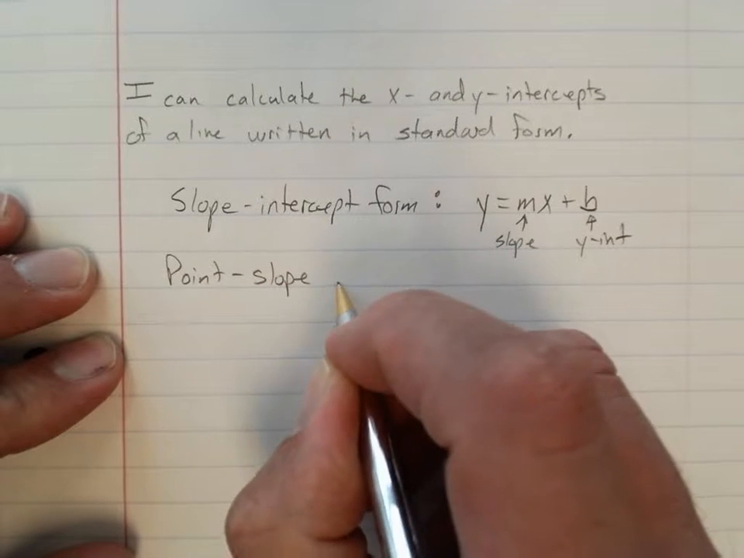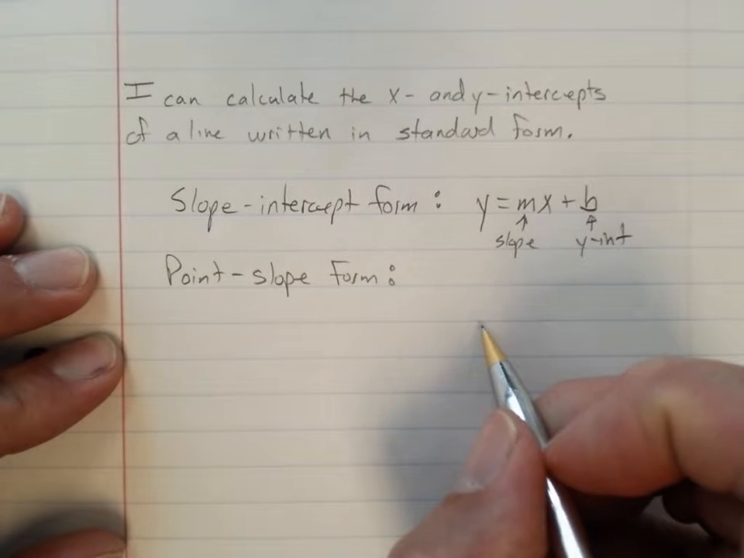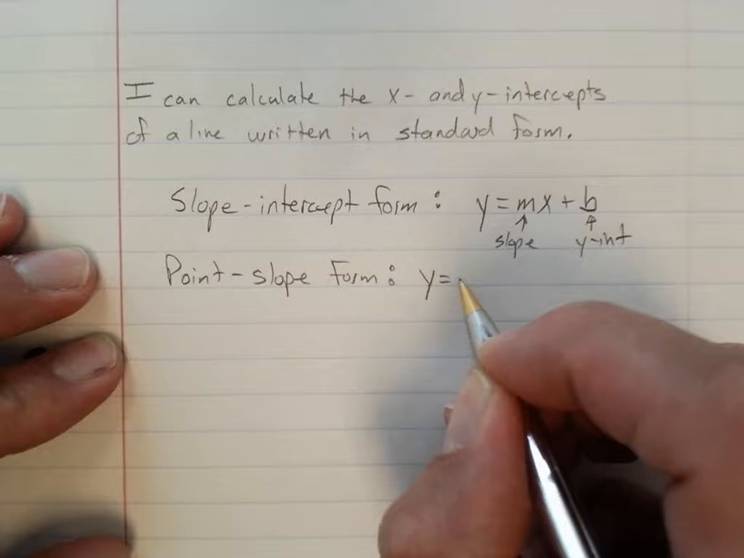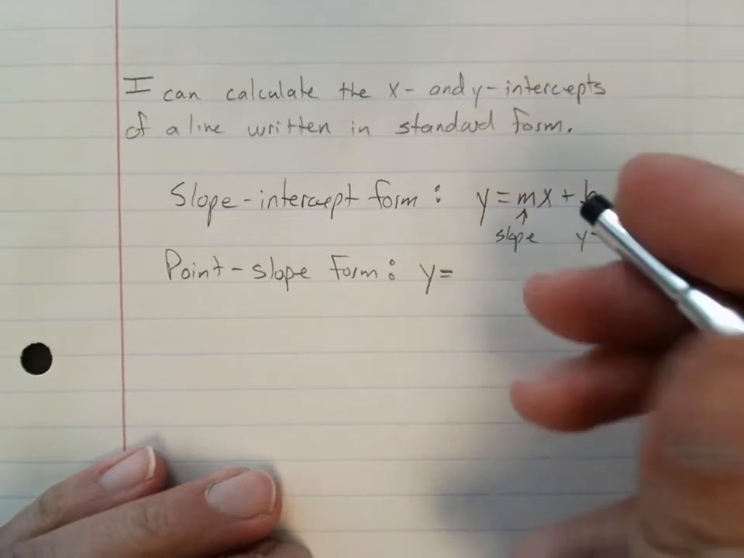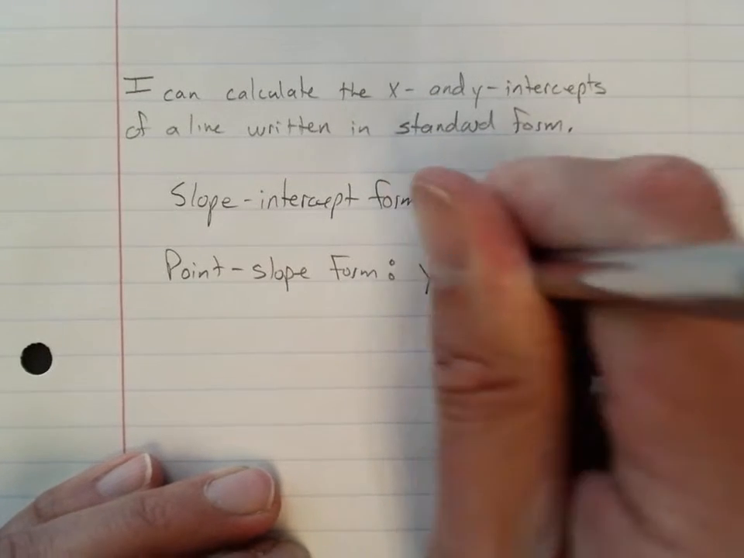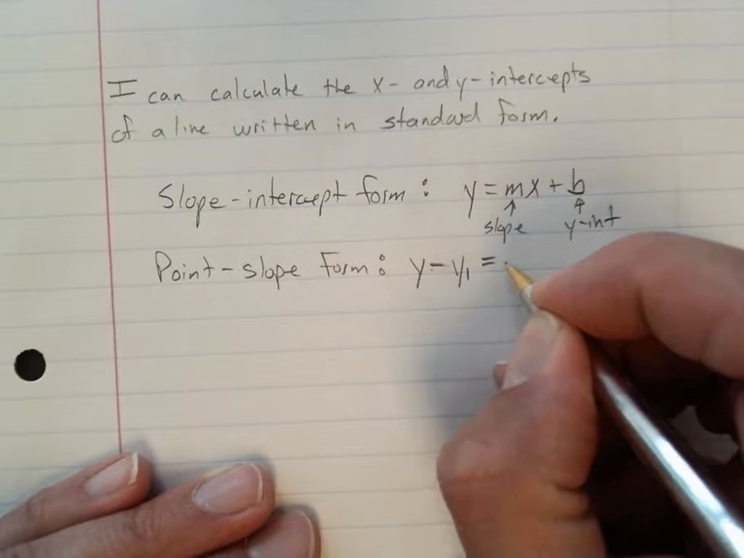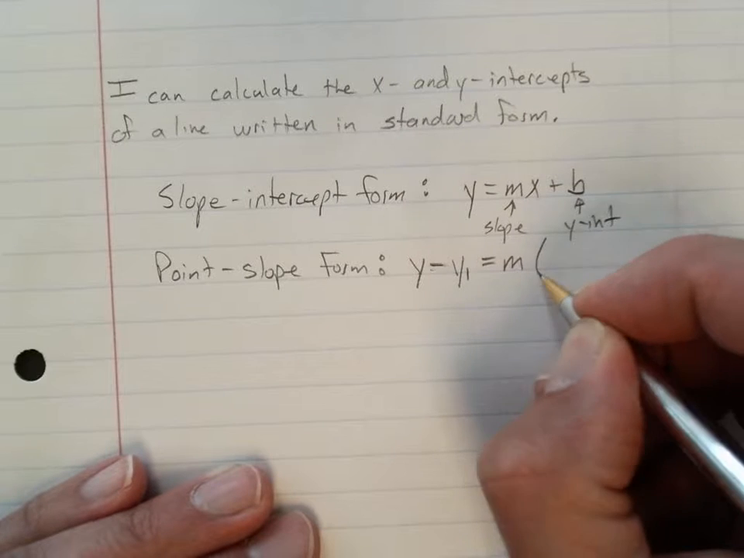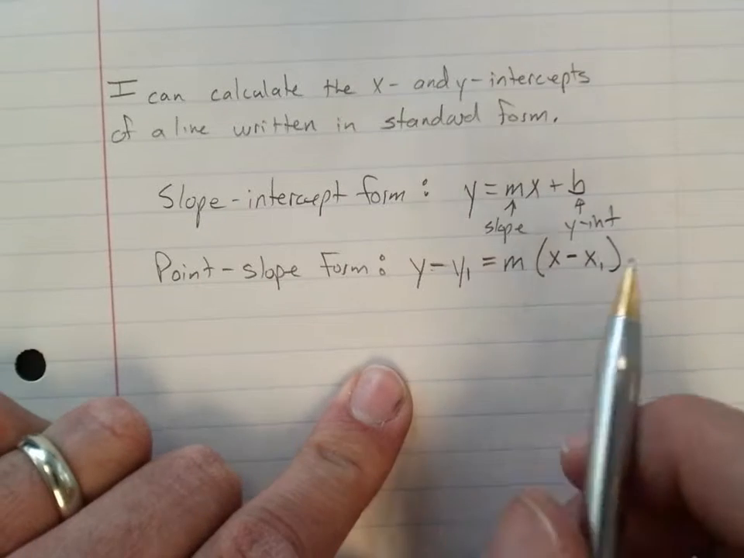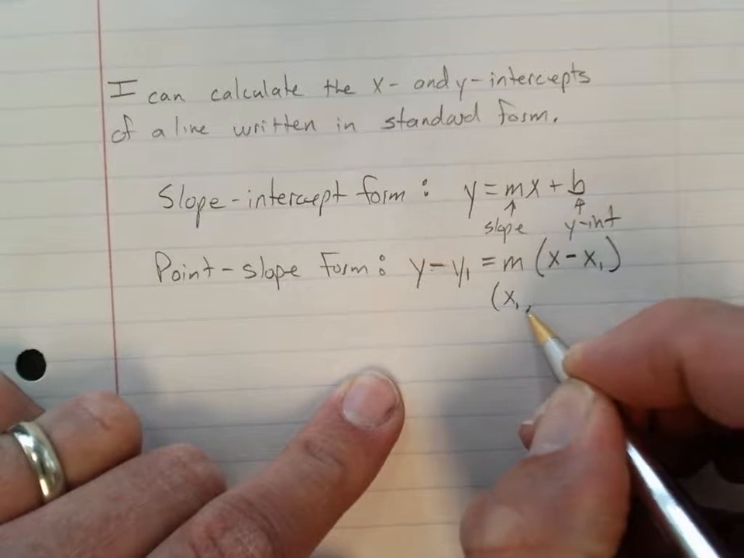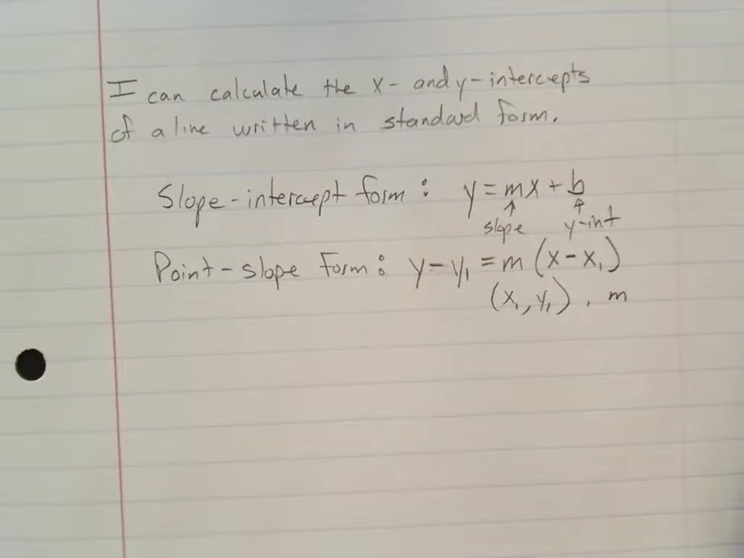Point-slope form. And again, cleverly named because you need a point and a slope. So you get y minus y1 equals m, which is the slope, times the quantity x minus x1. So you have one point, that one point being x1, y1, and then you have your slope m. Okay, so that's what we need.